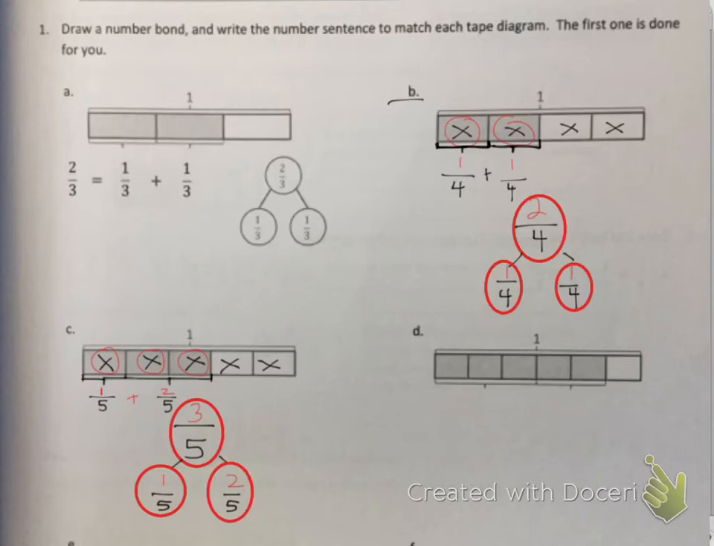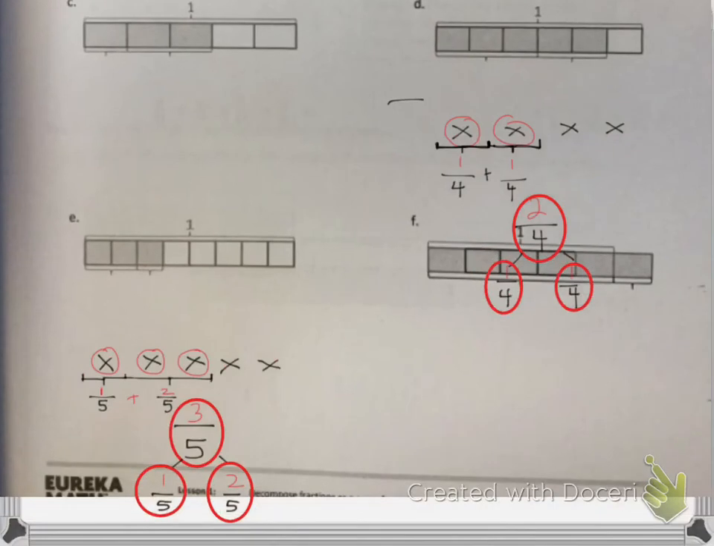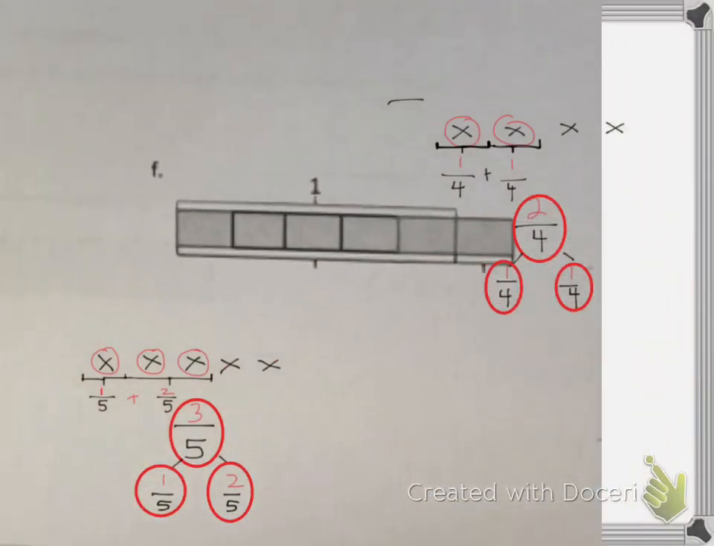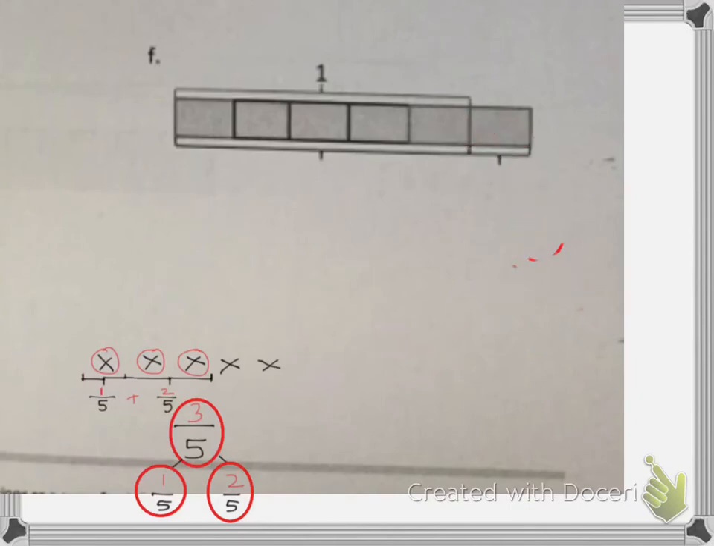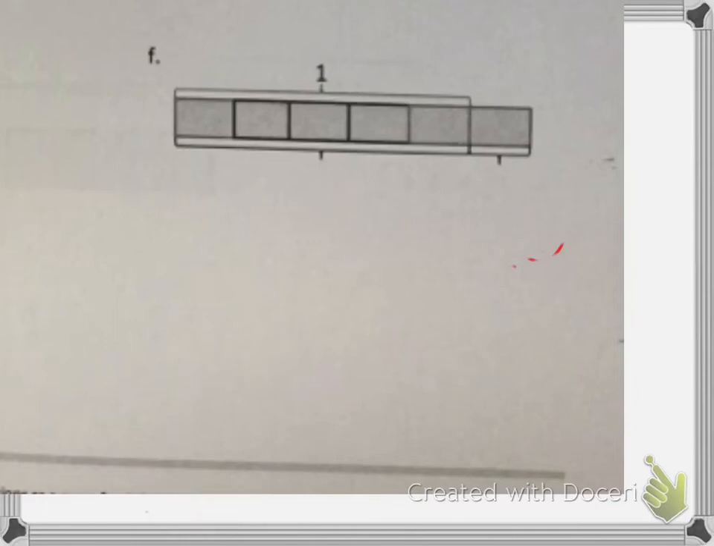What I would like to show you, though, is I want you to do D and E on your own, but F, I'm going to help you with F today, which is an improper fraction. So I want you to solve D and E on your own, but I'm going to focus on F right now. And I want us to focus on understanding improper fractions.